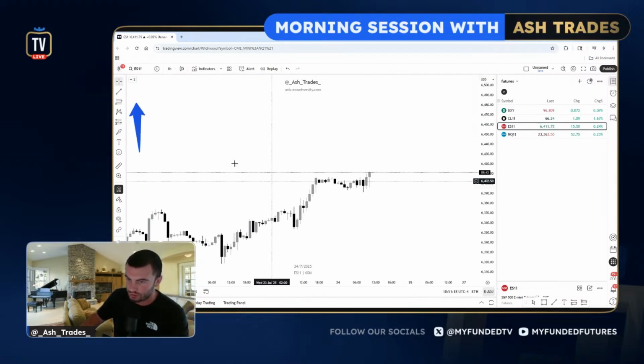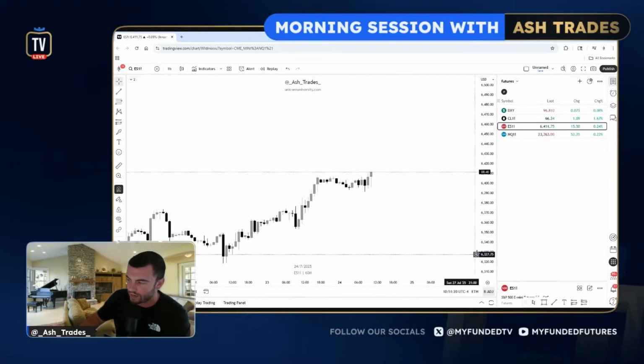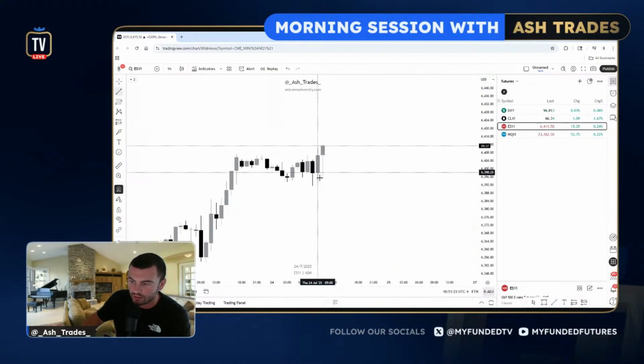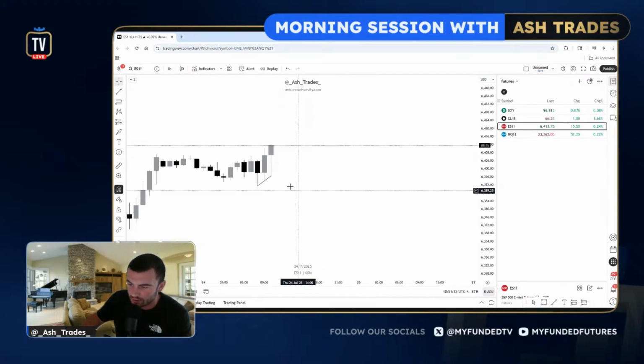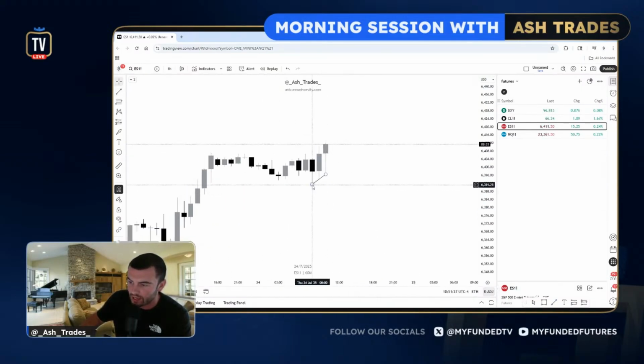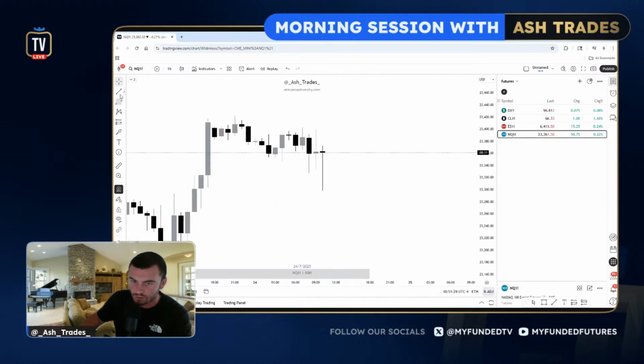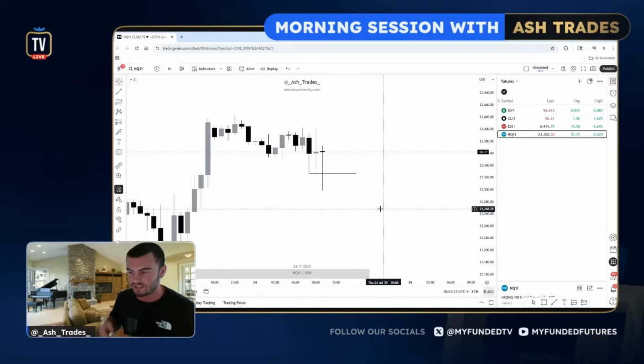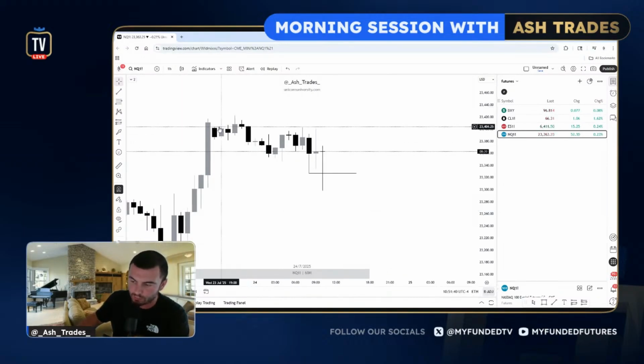Right? So you can clearly see the SMT here on the hourly time frame as well. Okay, look at all these hourly lows. Look at how ES keeps making higher lows while NQ took out the swing low. So you can see the SMT on the higher time frame, and then you go to the lower time frame and execute a bullish unicorn.